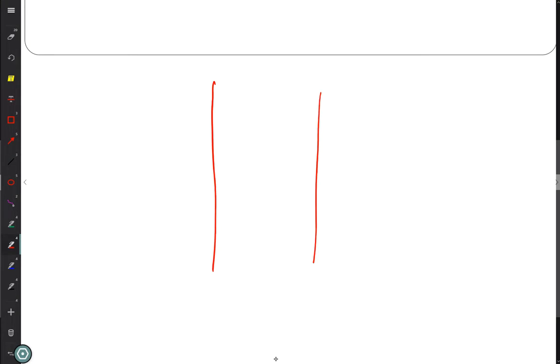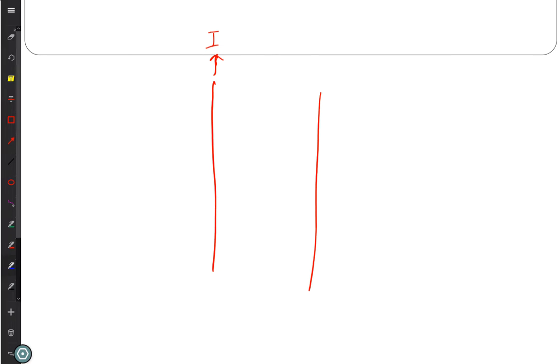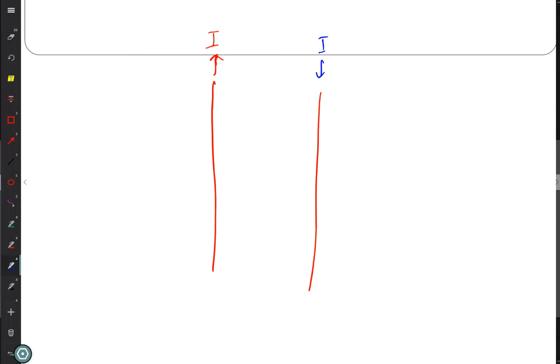So I have 2 wires. And I'm going to make the current go up on that one. What direction should I make the current go on the other one? I'll let you decide. Okay, down. So I'll have the current go down on this one. They're both the same current, I is equal to 1 amp exactly. And these are separated by a distance of 1 meter.